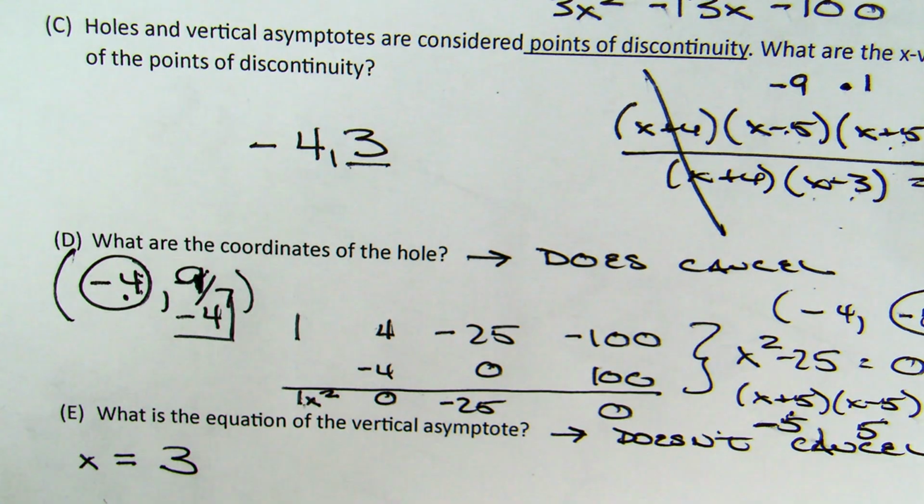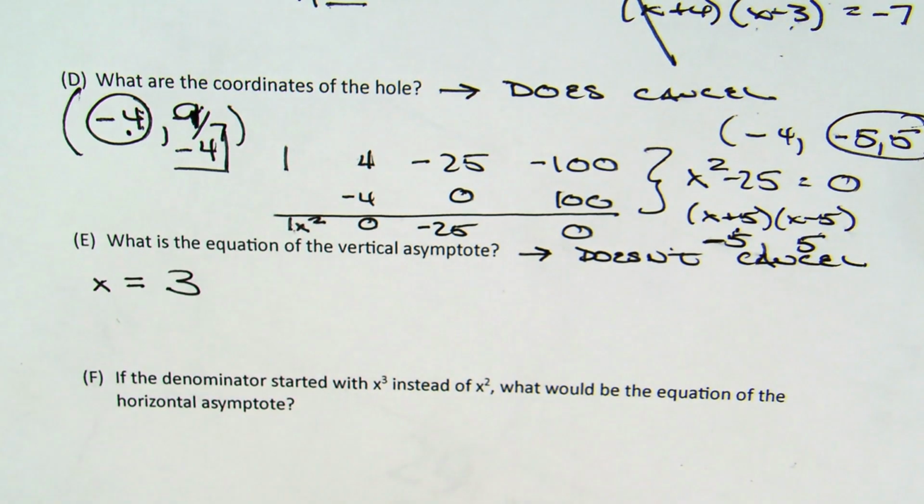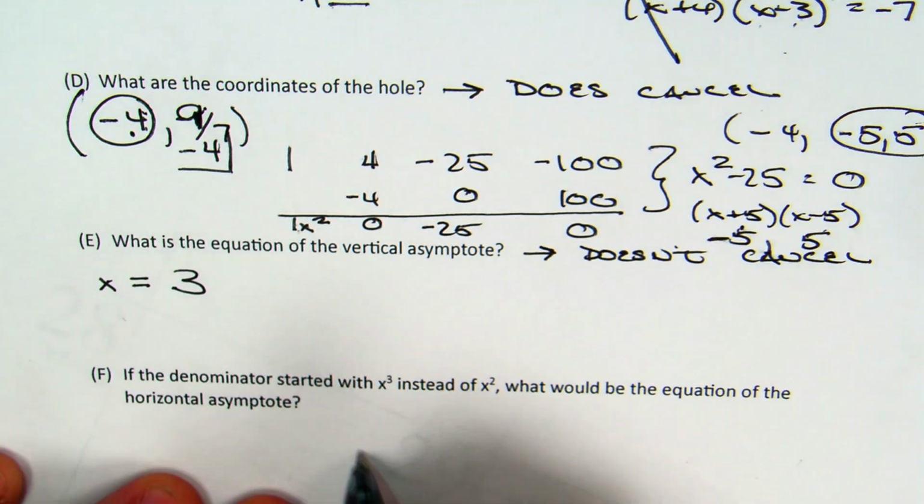I just want to finish up and then we'll walk through the whole thing. If the denominator started with x cubed instead of x squared, what would be the equation of the horizontal asymptote? So now you're replacing the x squared with the x cubed. Are their degrees exactly the same? Yes, so to get the horizontal asymptote, you would divide coefficients. What's 1 divided by 1? 1. So y equals 1.